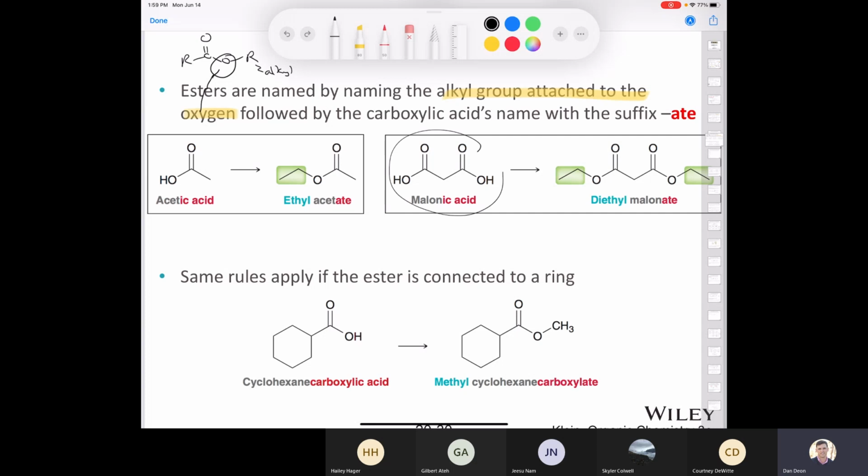Here you have malonic acid, 3 carbons. So this is diethyl because you have 2 ethyls. Malonate. You replace ic acid with ate. The same rules apply. If the ester is connected to a ring, this is cyclohexane carboxylic acid. We've seen that 3 times today. So this would be methyl cyclohexane carboxylate. Again, we replace ic acid with ate.